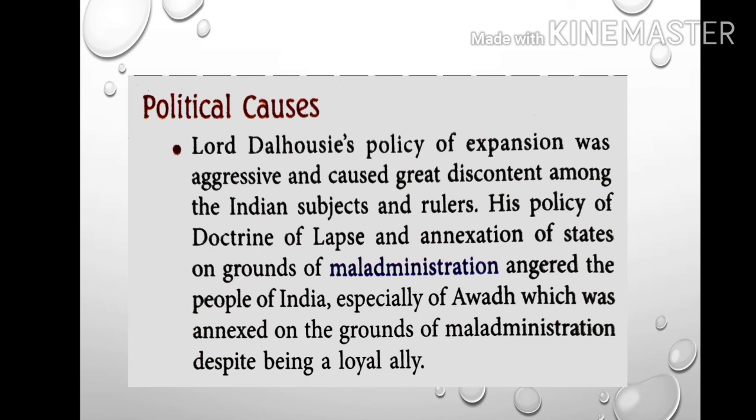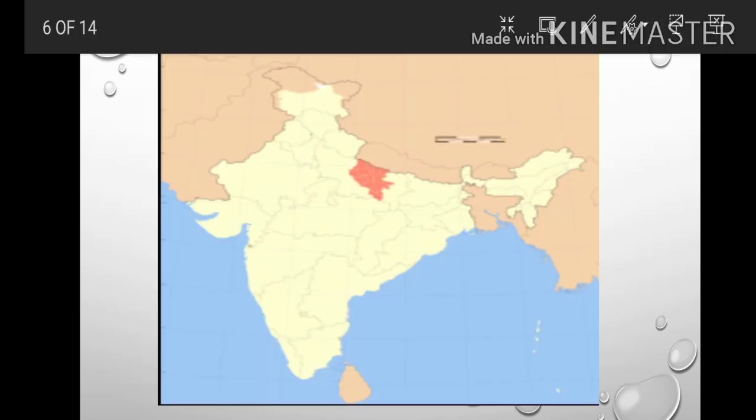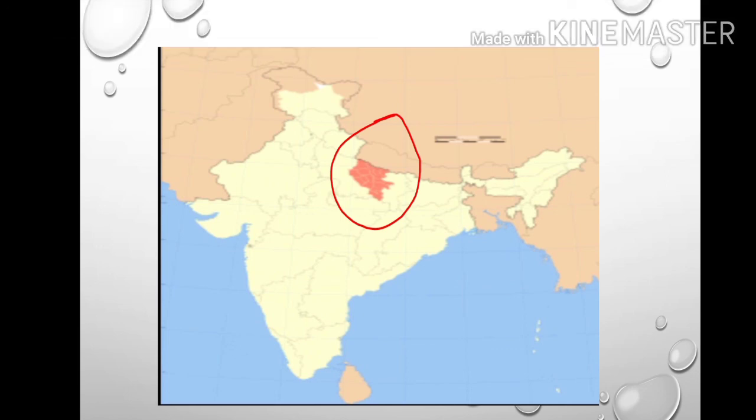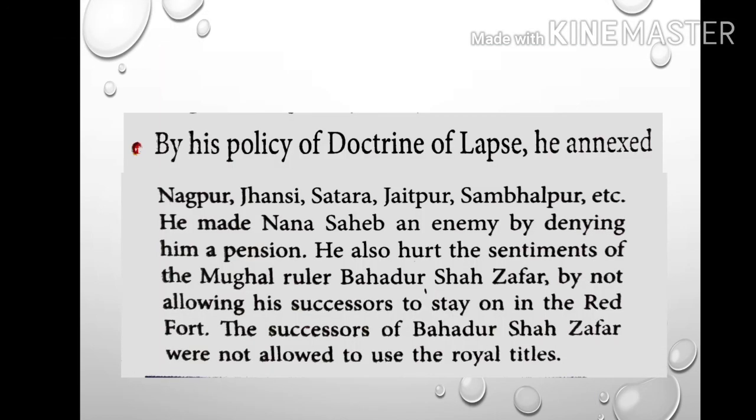Initially, Awadh was loyal to British people. First, let me show you the area of Awadh. Here, this shaded area is the state of Awadh. So British took control of the state of Awadh on the grounds of maladministration. By his policy of doctrine of lapse, he annexed Nagpur, Jhansi, Satara, Jaipur, Sambhalpur, etc. He made Nana Sahib an enemy by denying him a pension.